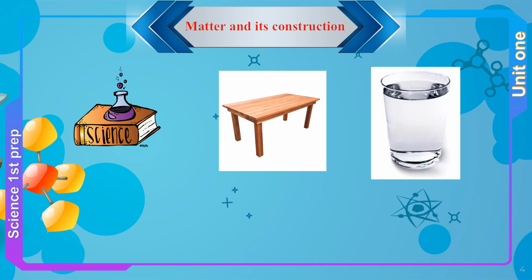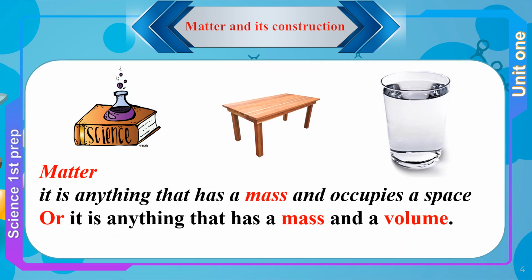Okay, I told you matter, matter, matter. What is the matter? Matter is anything that has a mass and occupies a space, or it is anything that has a mass and a volume. Anything around us that has mass and volume is a matter. So a table, for example, has mass, you can weigh it, and volume, it takes a space from your room.